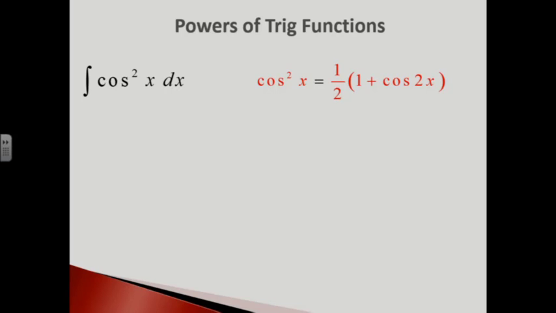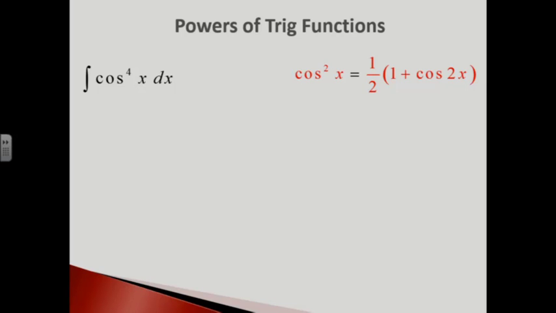Cosine square x equals 1/2 of 1 plus cosine 2x. Sine square x equals 1/2 of 1 minus cosine of 2x. They are sometimes called half-angle identities. When the power of cosine is even, such as 4 in this example, you can apply the half-angle identity.